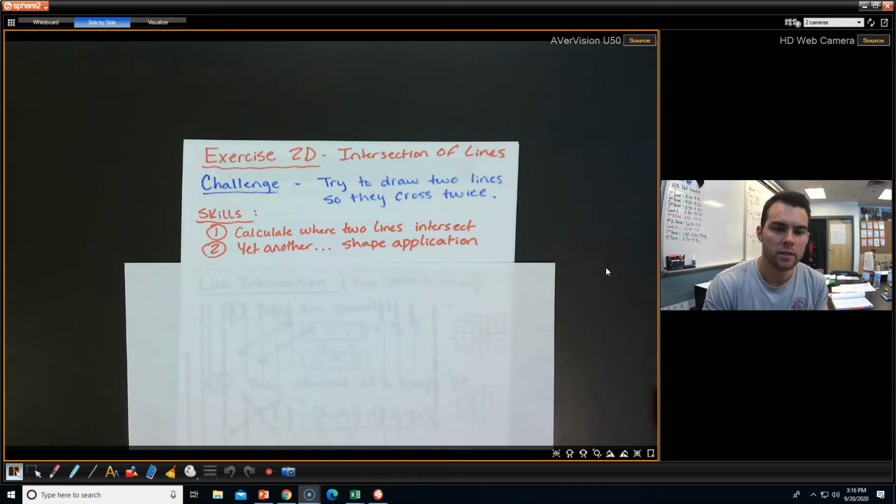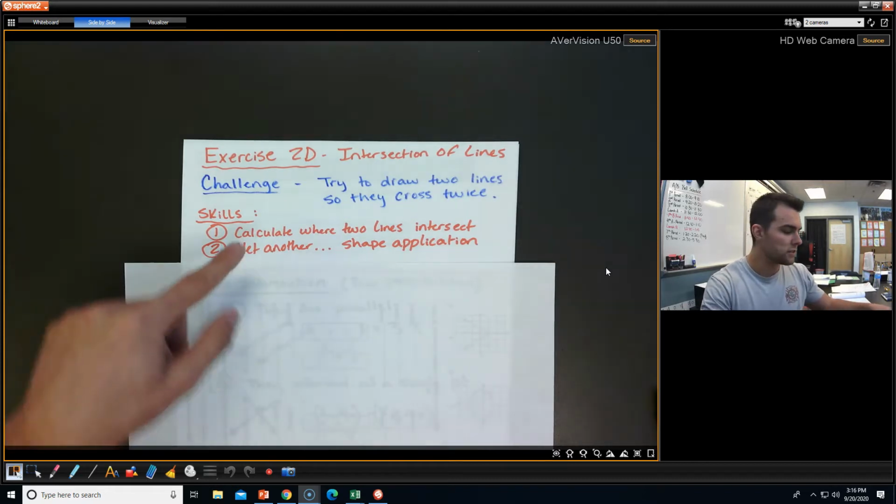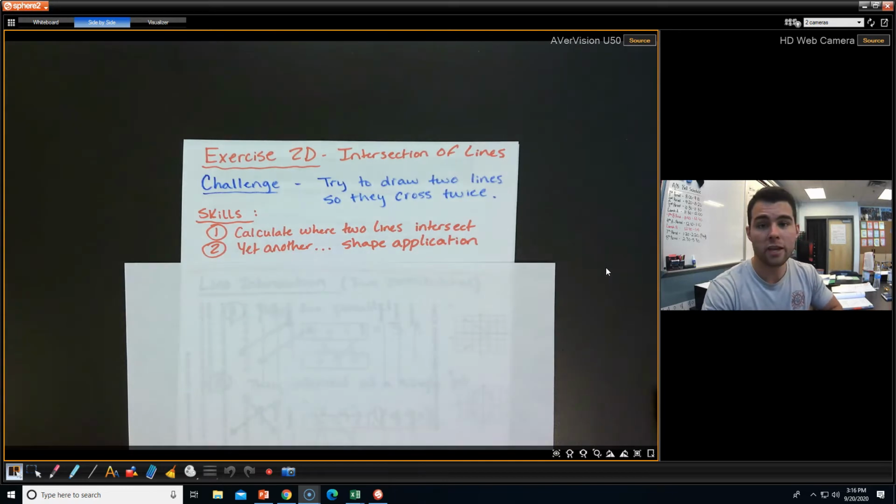So I have a challenge for you guys. If you're in class, you're definitely going to do this, but if you're at home, I encourage you to pause the video and try it. I want you to try to draw two lines so they cross twice. Give it a go, and let me know what you come up with.